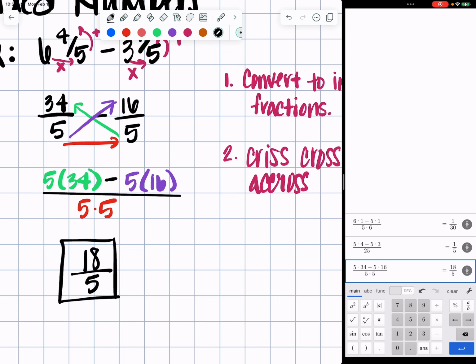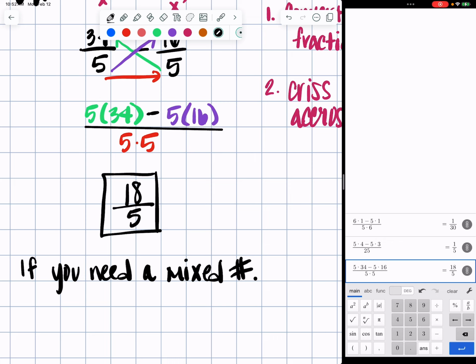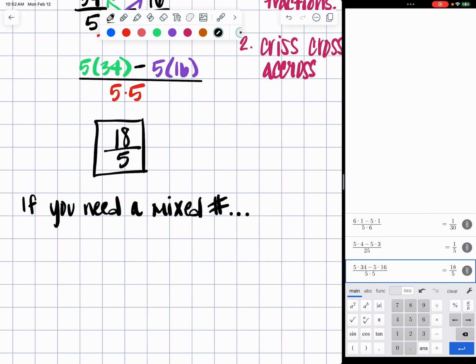But Ms. Graham, it says I need my answer to be a mixed number. Okay, we can do that. So if you need a mixed number, I know you're all super excited to hear about this. We're going to go old school long division.